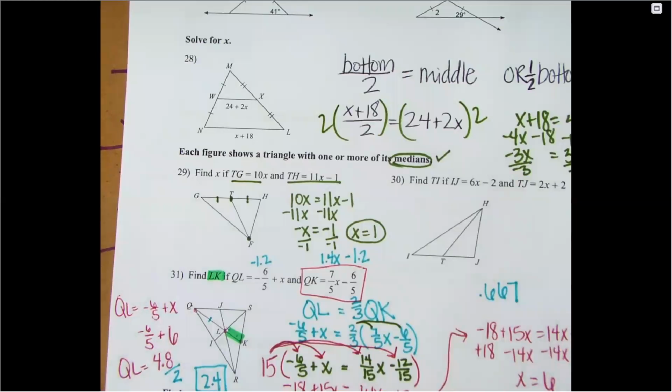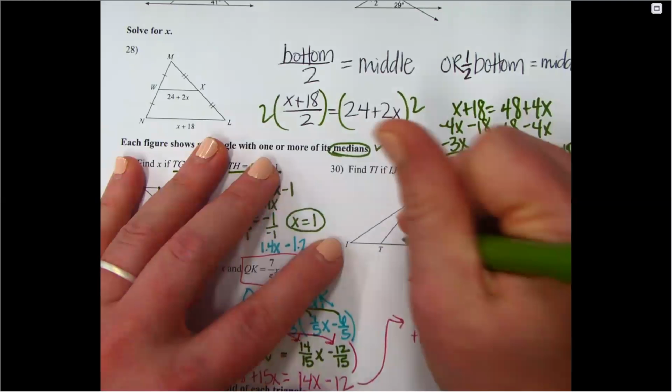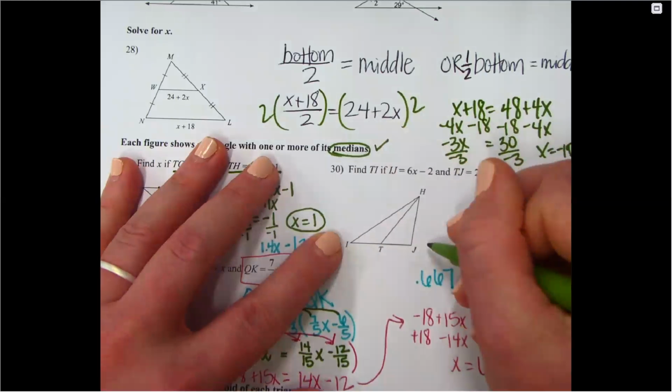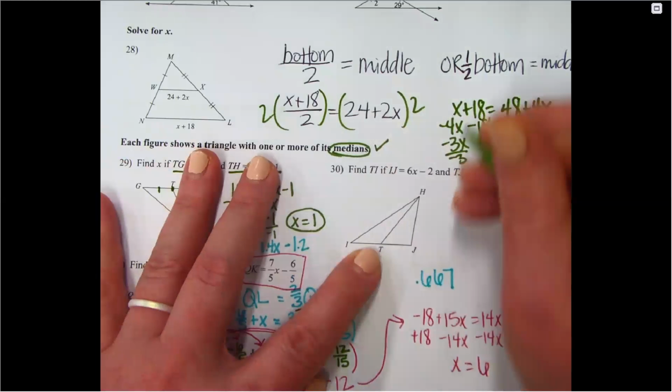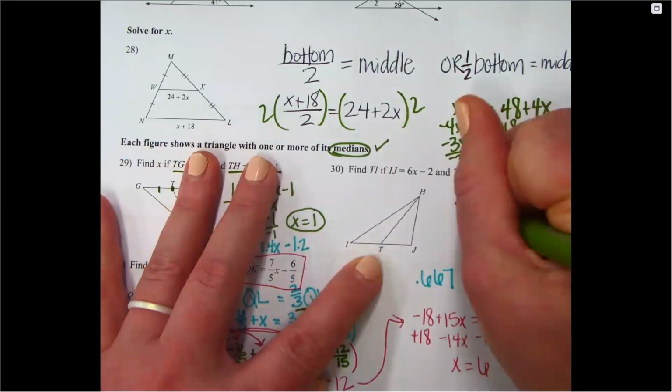This one is similar, but they gave you IJ, which is the whole thing, in comparison to TJ, which is only half of that. So what I would do is double TJ and set that equal to IJ. That's what I would do.